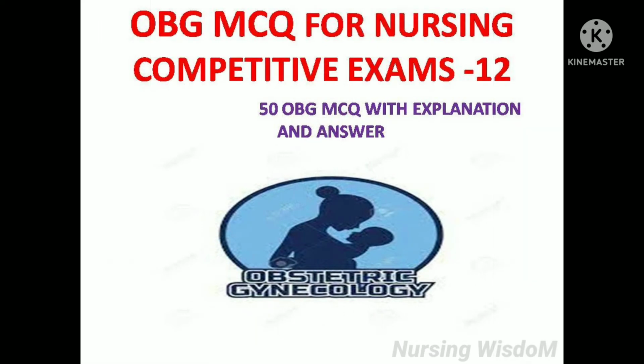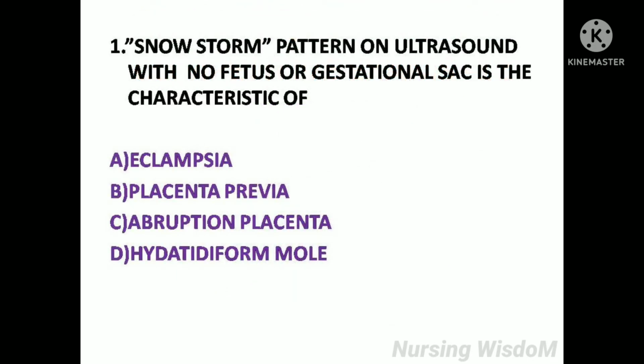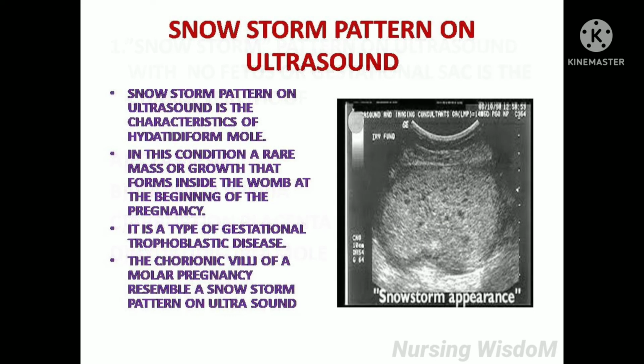Today we are going to see about OBG MCQ for nursing competitive exams. First question, snowstorm pattern on ultrasound with no fetus or gestational sac is the characteristic of option A, eclampsia, option B, placenta previa, option C, abruptio placenta, option D, hydatidiform mole. Snowstorm pattern on ultrasound is the characteristic of hydatidiform mole.